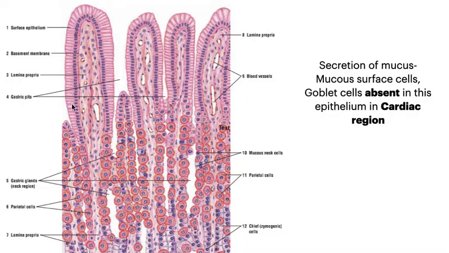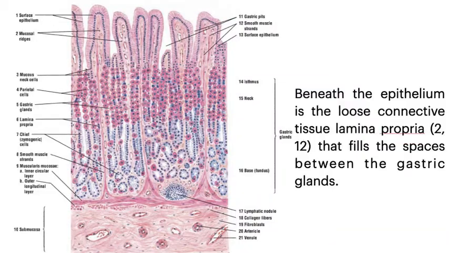So the surface epithelium is more clear over here. Can you see the simple columnar epithelium minus the goblet cells? And this is the basement membrane, it is lying on the basement membrane, dipping down to form the gastric pit. Please see that in the cardiac region, there is the mucous surface cell producing the mucus, not goblet cells, which are conspicuously absent in the cardia.